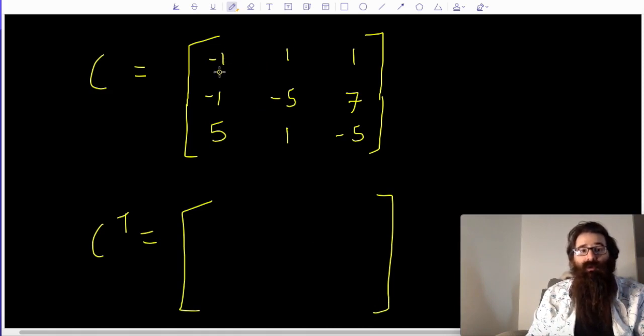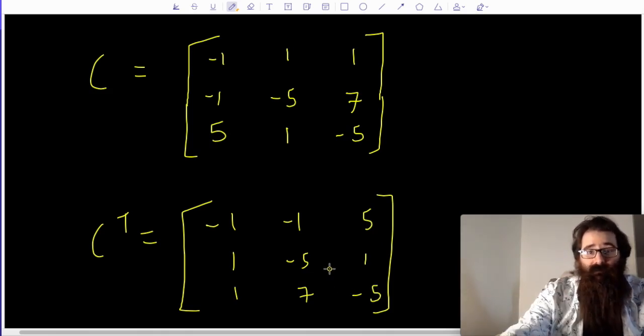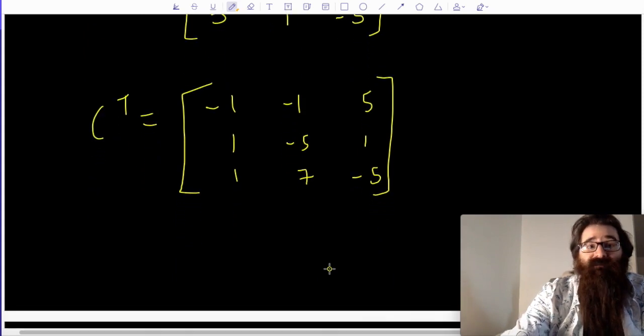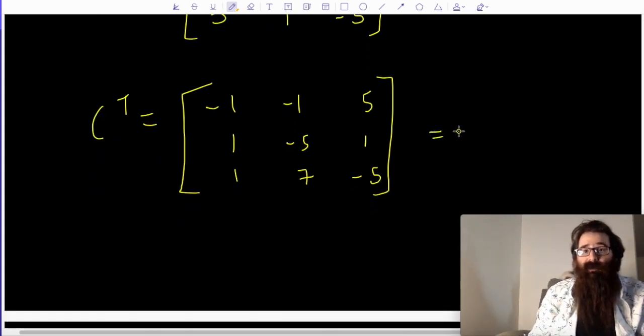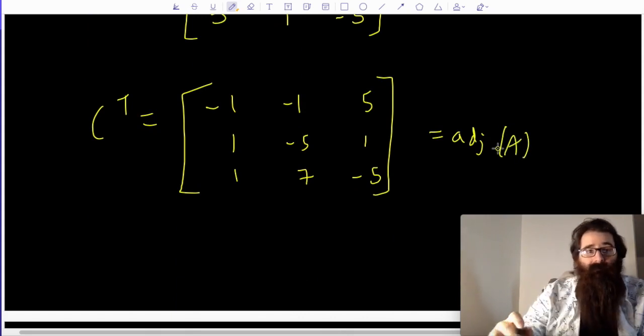So this first row, negative 1, 1, 1, becomes my first column, negative 1, 1, 1. Second row, negative 1, negative 5, 7, becomes my second column, negative 1, negative 5, 7. And my third row becomes my third column. So 5, 1, negative 5 was my third row. 5, 1, negative 5 becomes my third column in the transpose. So now I have the transpose of my cofactor matrix, which is the so-called adjugate matrix of A.